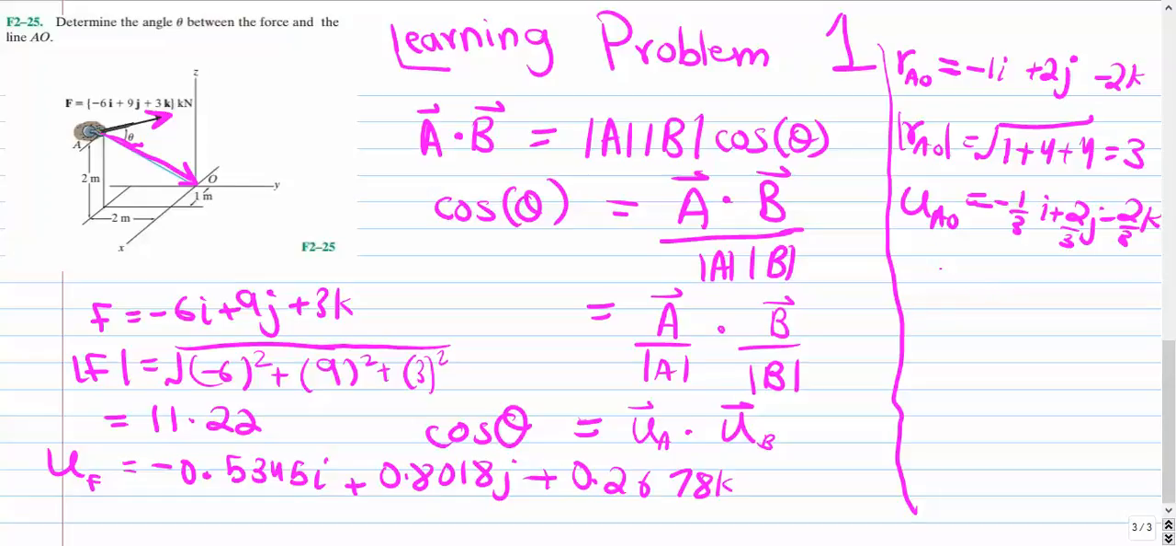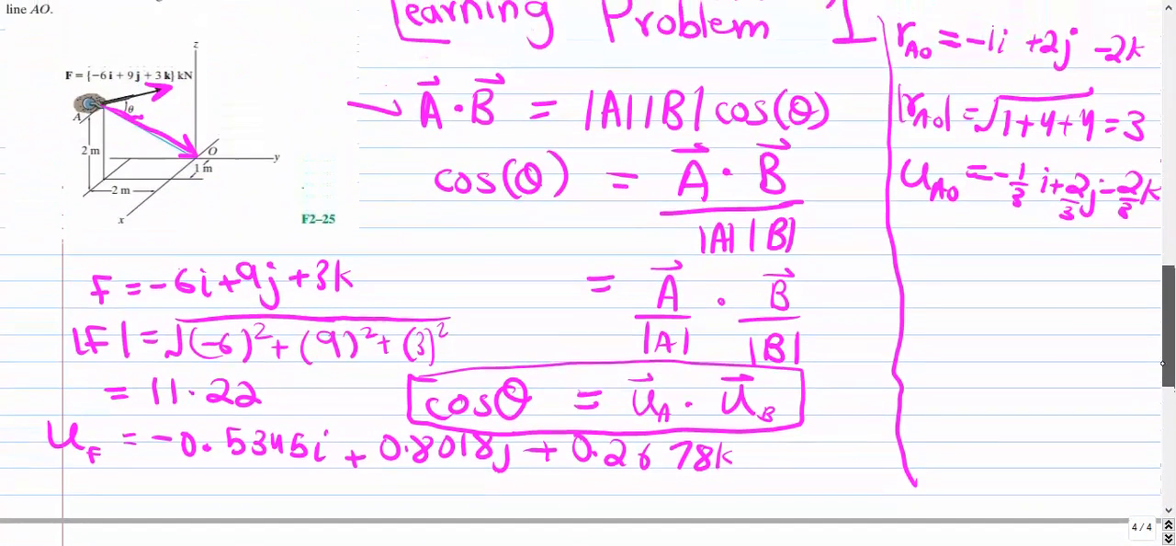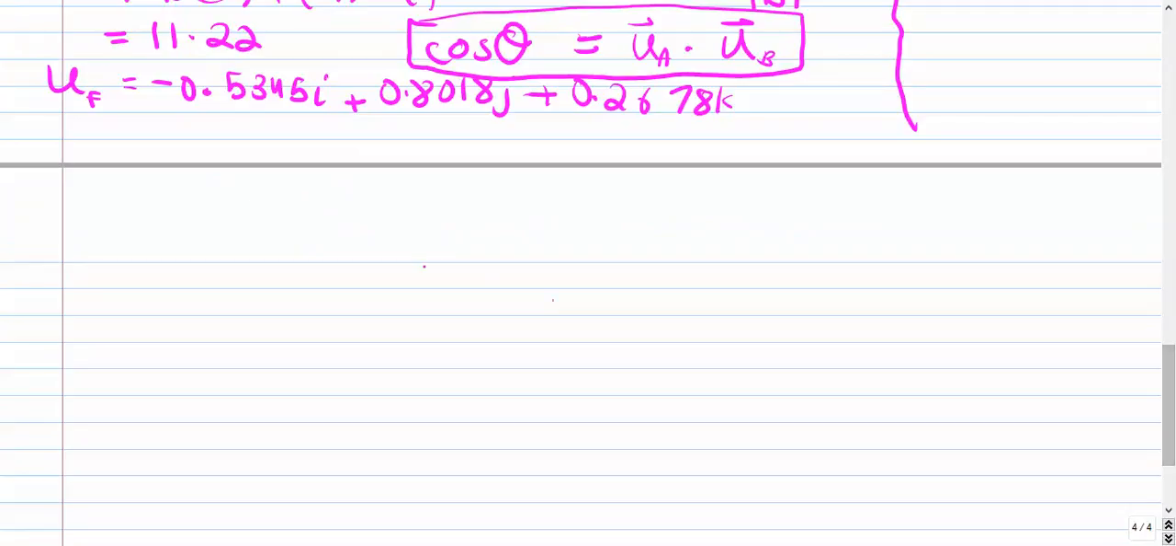So now that we have our two unit vectors, we can move on to the last step, that is, substitute the values of the two unit vectors in this formula, which is the same as this formula right here, but just in a different form. So substitute in the values for the unit vectors and solve for theta. Let's do it on the next page, since there is very little space left on the previous page.